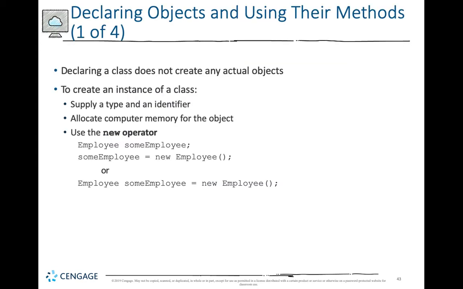Okay, we've done this before many times. This is how you declare your classes, how you instantiate objects. So employee, some employee, or you could say employee, some employee equals new employee. The new operator, that new keyword, you always have to have it there in order to create the object.